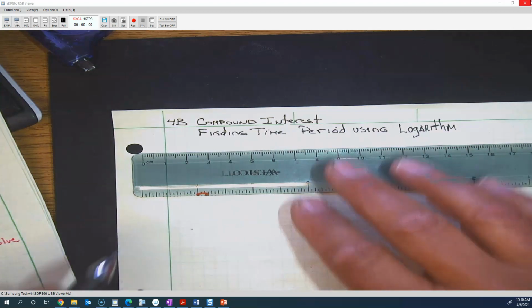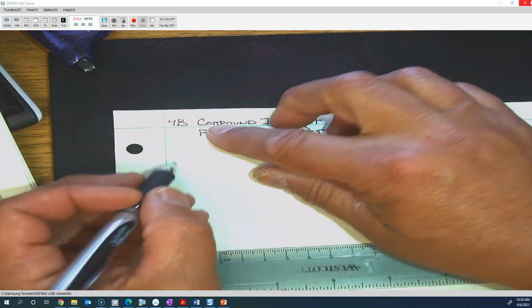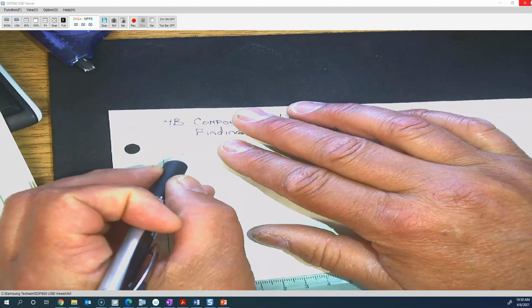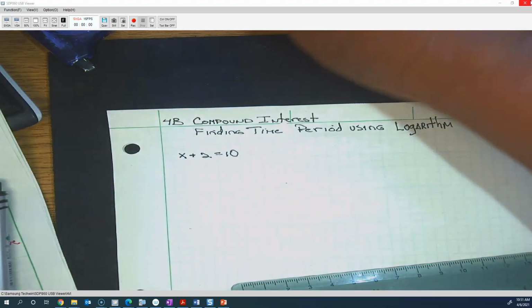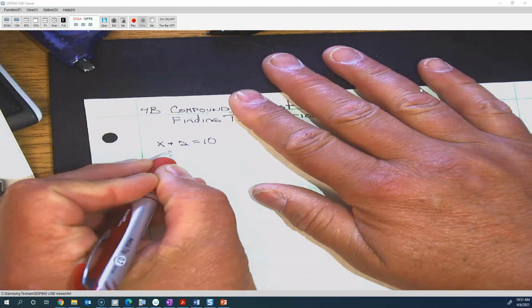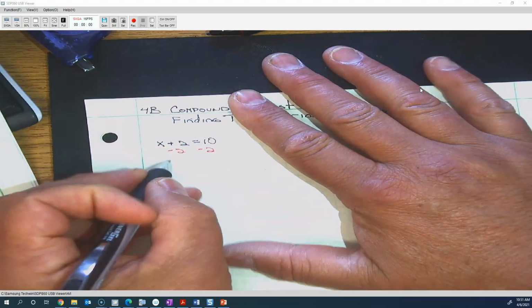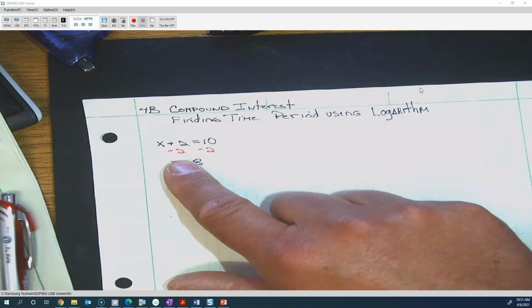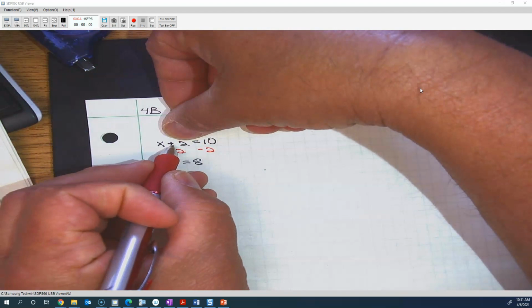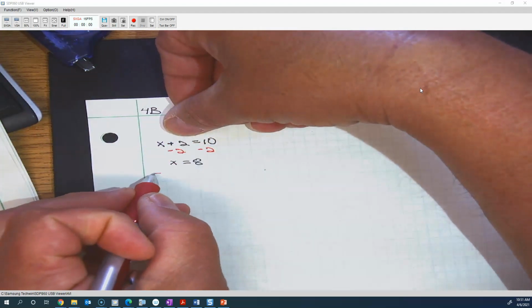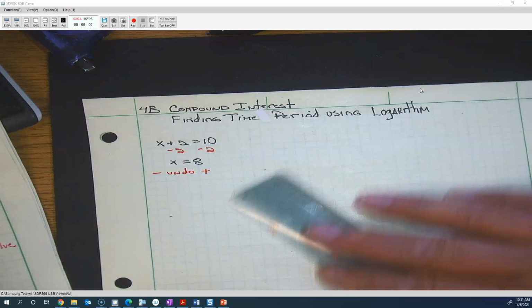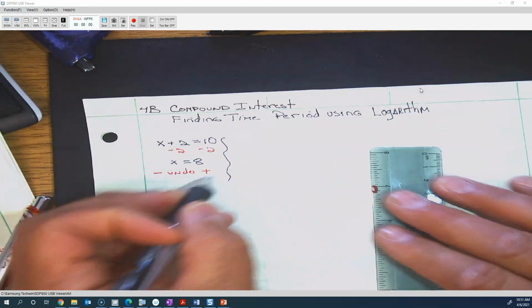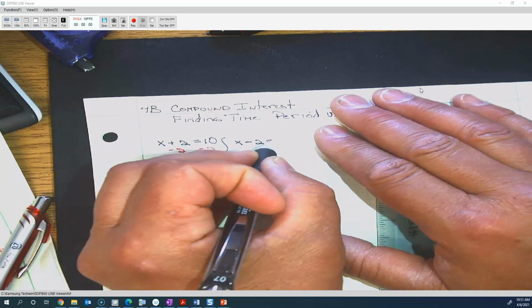All right. So here's why we got logs. If I gave you a simple problem like x plus 2 equals 10, and I said solve that, well, that's pretty easy, right? You subtract 2 from both sides, and you get your answer. x equals 8. So what this means is you were adding and you had to undo it using subtraction. So subtracting undoes addition.